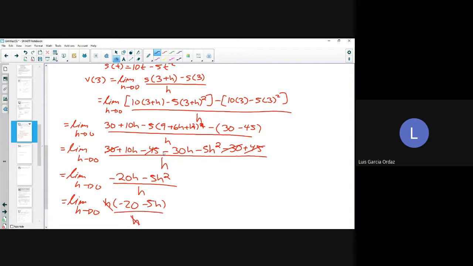So you cross these off. Because it's h approaching 0, I can just sub in 0 for h. So I'm left with negative 20 minus 5 times 0. And that gives me negative 20 meters per second.